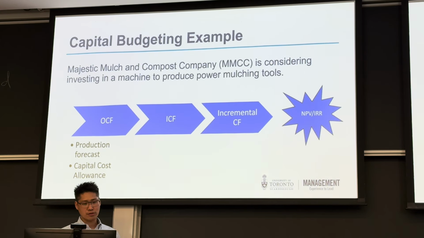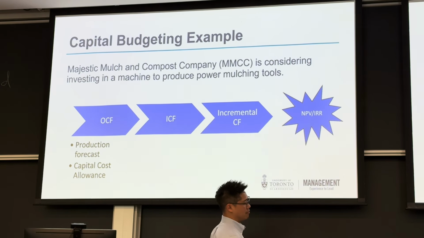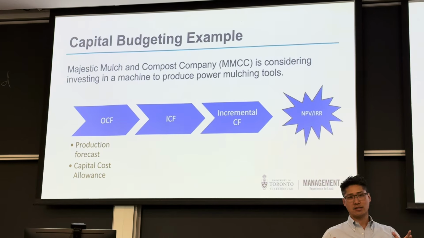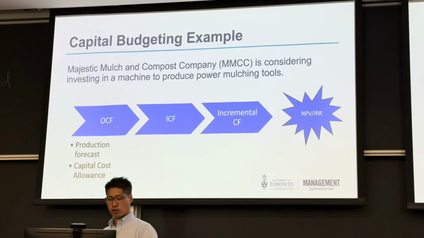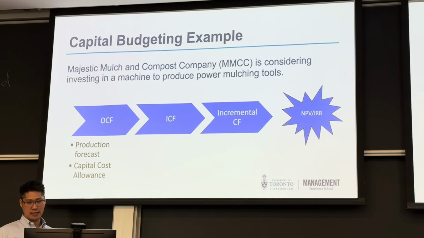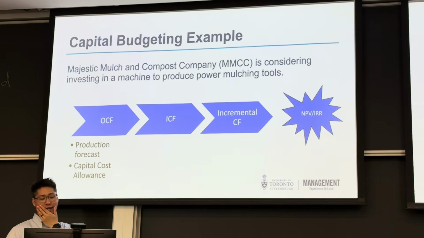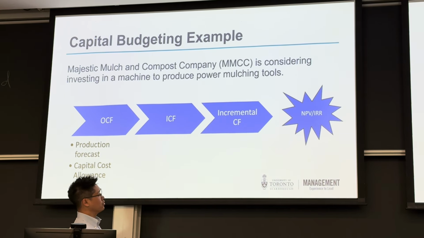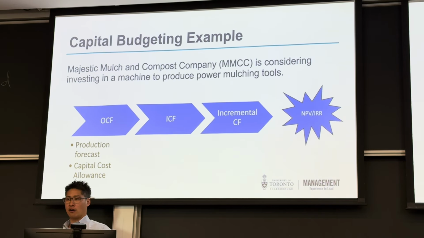So we're looking at cash. We're going to use this example called Majestic Mulch and Compost Company, MMCC. The full length of the case is discussed in the chapter, so please read it. Here I'm going to break it apart and show you how this is done. So in order to calculate capital budgeting, ultimately to decide whether we should invest or not invest, we're going to break this down into OCF, operating cash flow, investment cash flow, incremental cash flow, and ultimately we're going to calculate NPV and IRR.